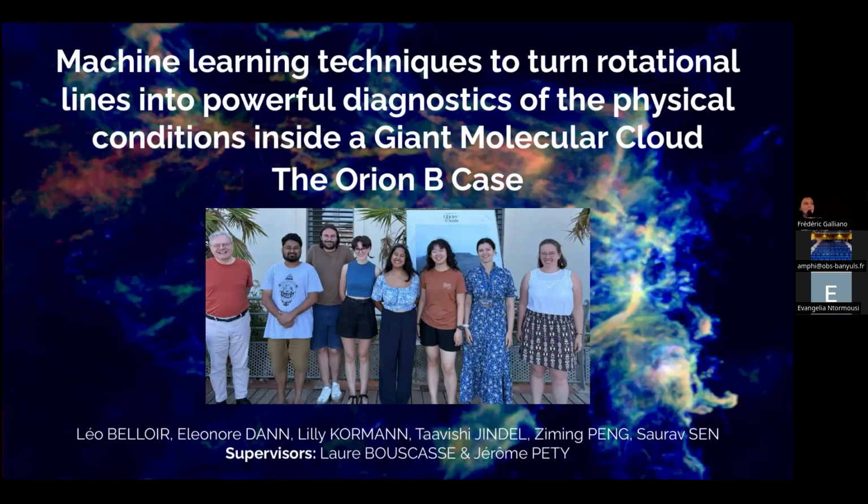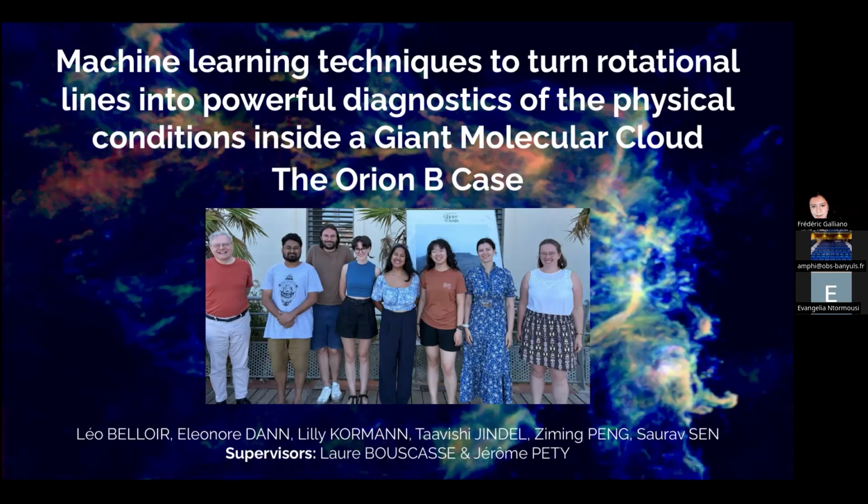Hello, everybody. So we, Tabashi, Leo, Lily, Ziming, Saurabh, and me, Eleonora, looked at machine learning techniques to turn rotational lines into powerful diagnostics of physical conditions inside giant molecular clouds. For that, we looked at the nearby giant molecular cloud, Orion B, which you can see here in the background.